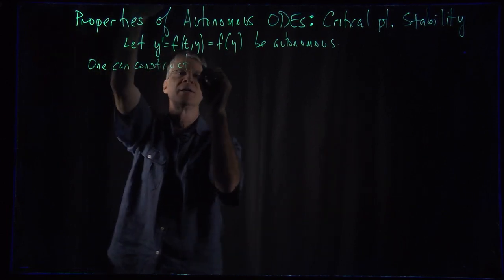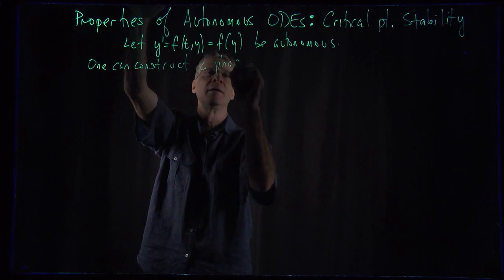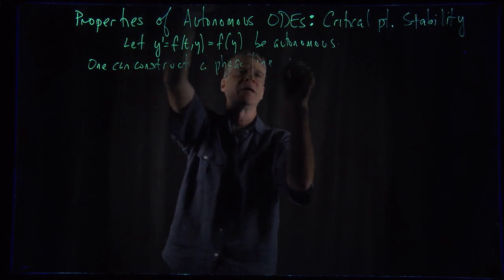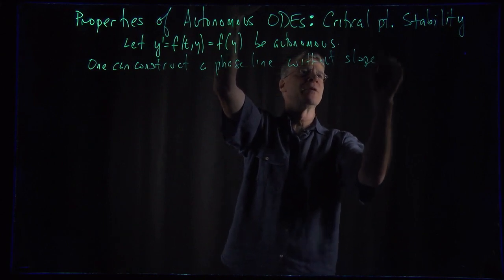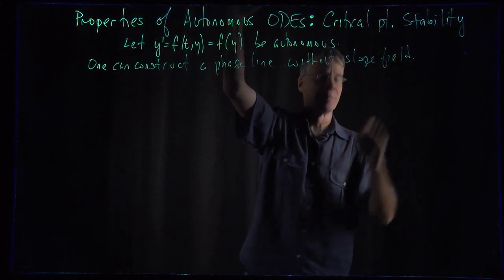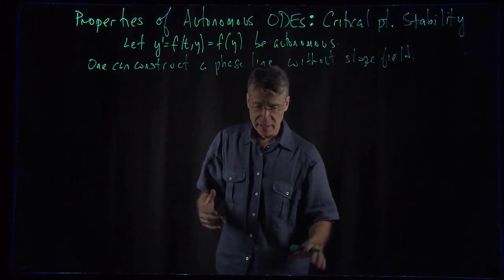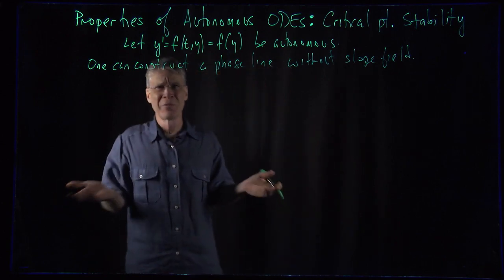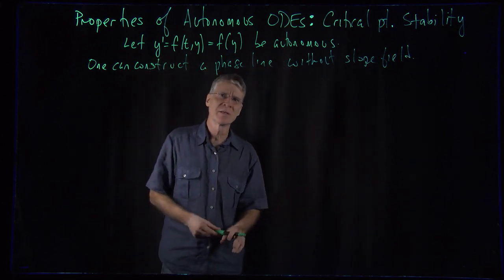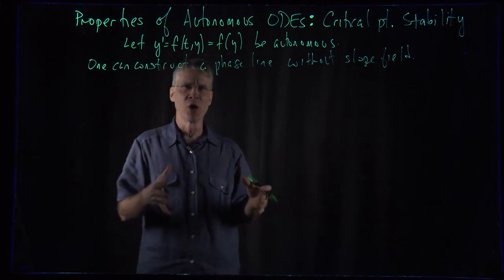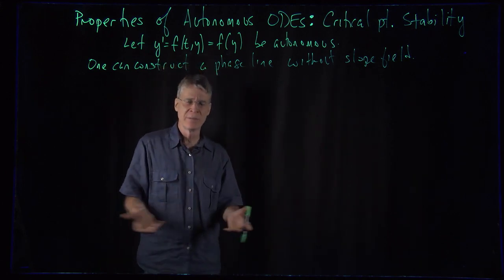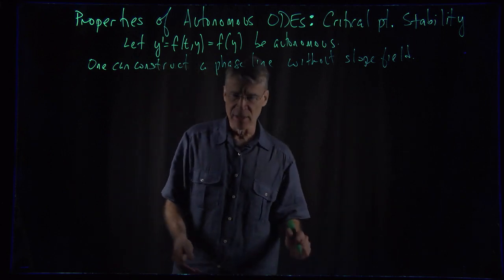One can construct a phase line without a slope field. And that's really nice because producing slope fields is time consuming and there's a lot of information there. Even in an autonomous differential equation where you know that every vertical slice looks the same, it's tedious and it takes a lot of work.